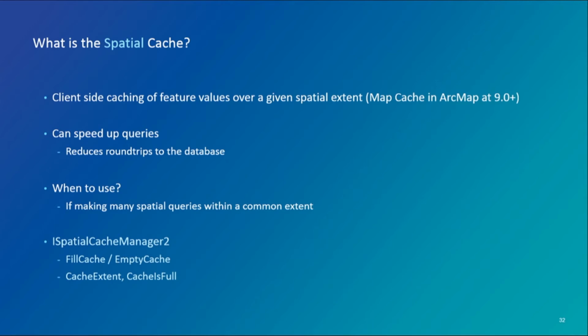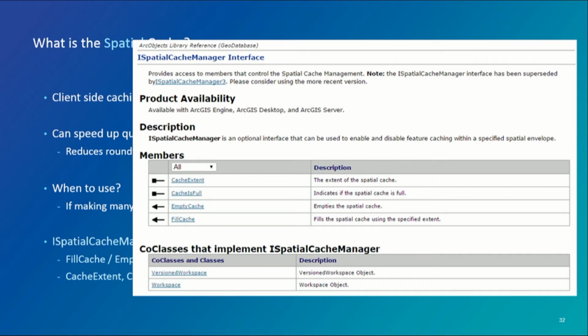Okay, so how do you fill these things? How do you create one? Well, there's an ISpatialCacheManager2. You can fill the cache, you can empty the cache, and you can check if the cache is full. So here's that API as a reference.